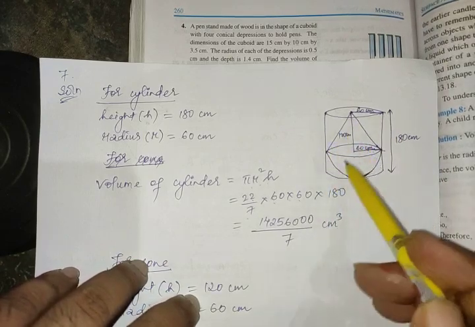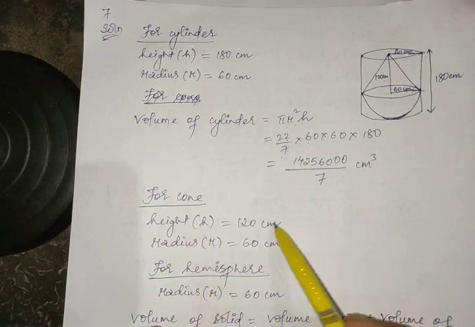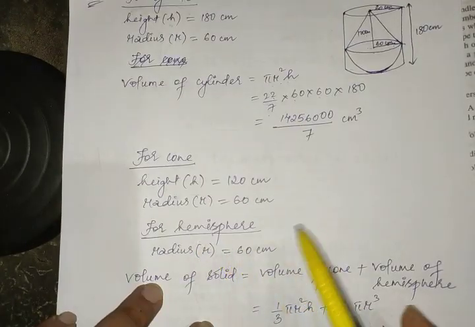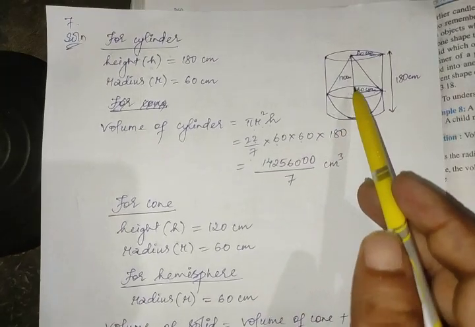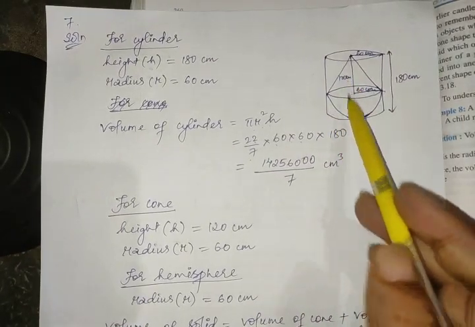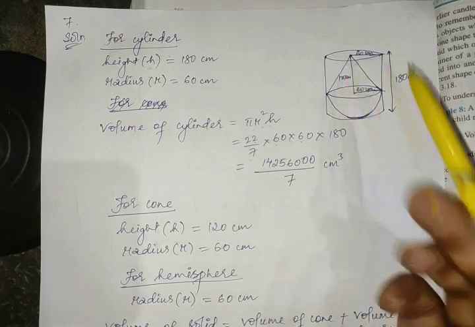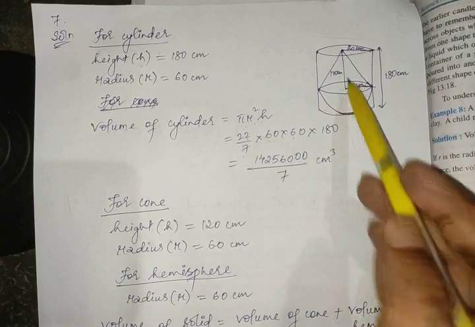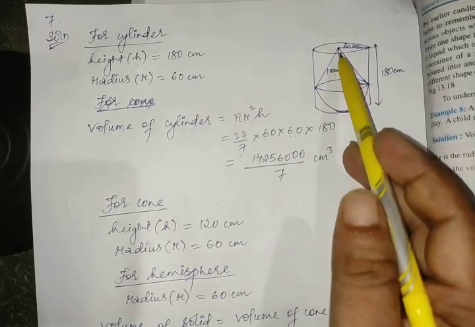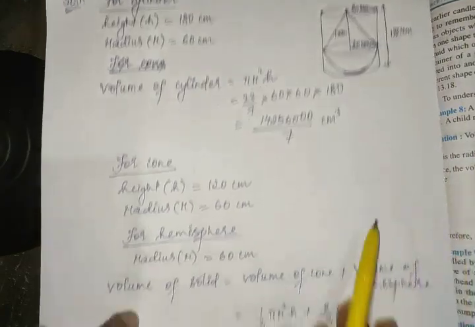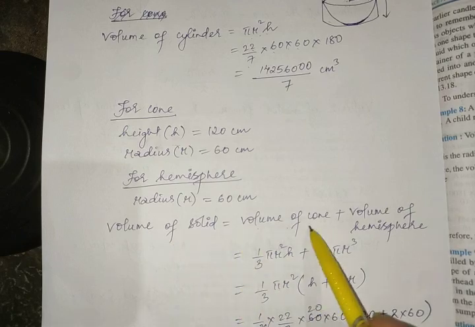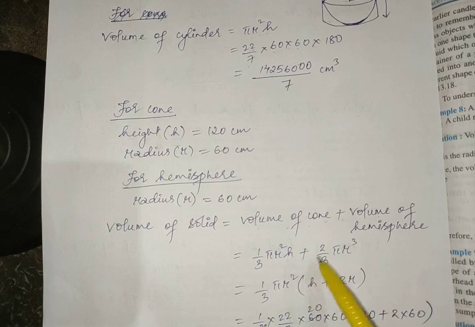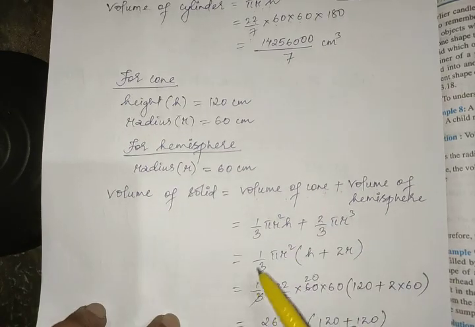Now for the cone and hemisphere. For the cone, height is given 120 centimeter and radius is 60, and for the hemisphere also radius is 60. So we'll find the volume of these together. You can write volume of solid equal to volume of cone plus volume of hemisphere, because if you want to find the volume of both, we just have to add the volumes. So volume of cone formula is 1 by 3 pi r square h plus 2 by 3 pi r cube.